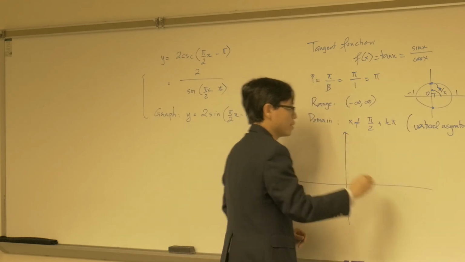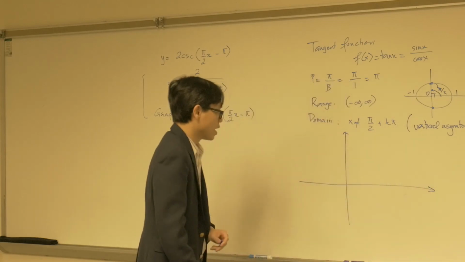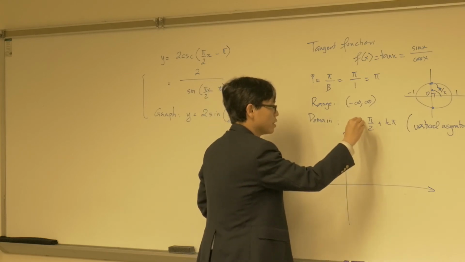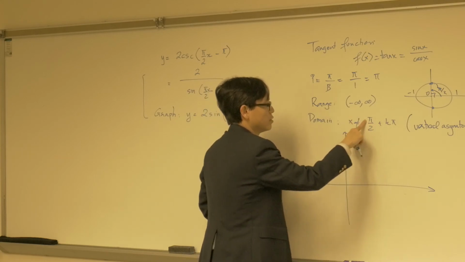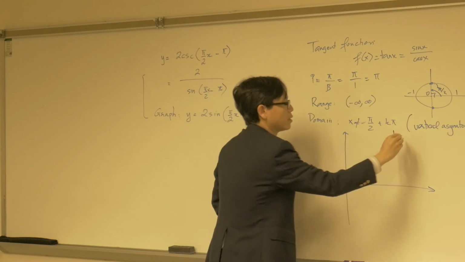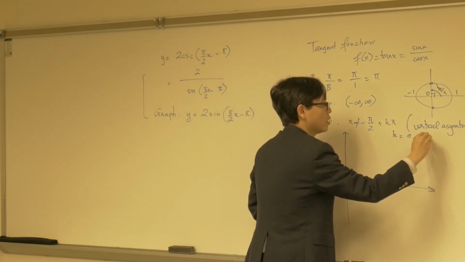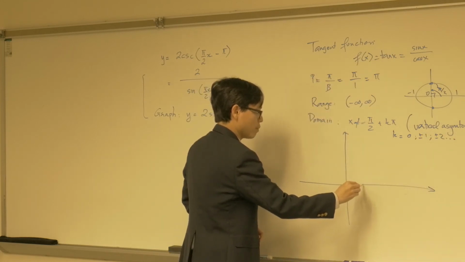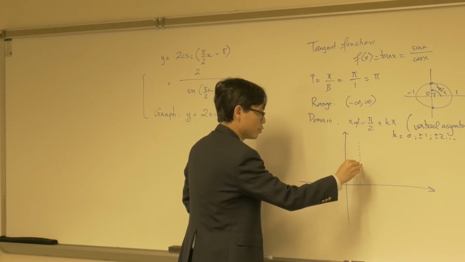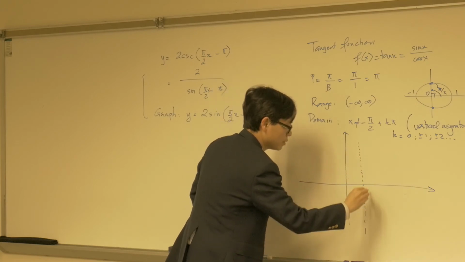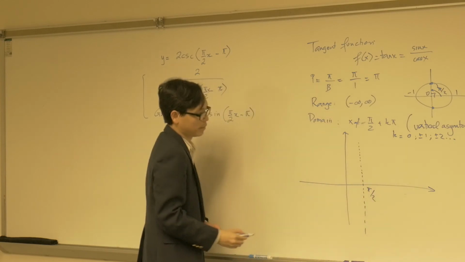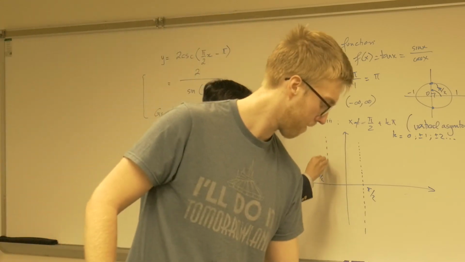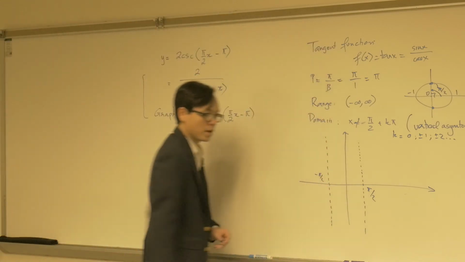So this is the graph of our tangent. Because x is different from pi over 2 and negative pi over 2, it's good if you put plus, well, you don't have to, because k represents 0, plus or minus 1, plus or minus 2, and so on. So we can display one period of the graph between negative pi over 2 and pi over 2. So this is pi over 2, and negative pi over 2 over here.